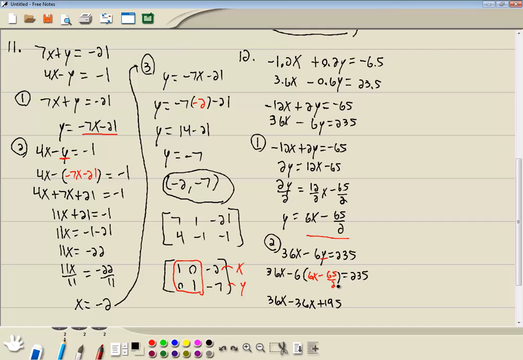Let me check. 195. Okay. It goes 235. Well, 36x minus 36x drops away. And so we end up with 195 equals 235. Which means there's no solution. Which means they're inconsistent, but let's see what they're asking for.